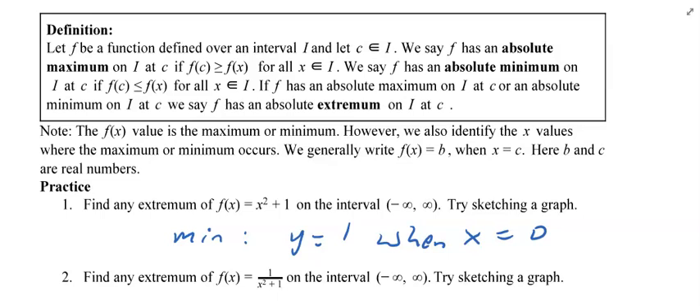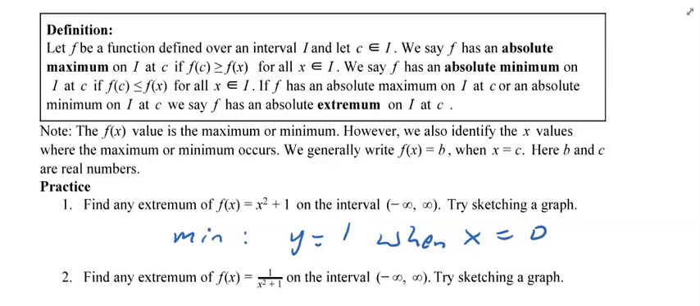If f has an absolute maximum on I at c or an absolute minimum on I at c, we say that f has an absolute extremum on I at c, where extremum includes both maximum and minimum. Note, f of x is the maximum or minimum value. The y value is the maximum or the minimum value. However, we also identify the x values where the maximum or minimum occurs.